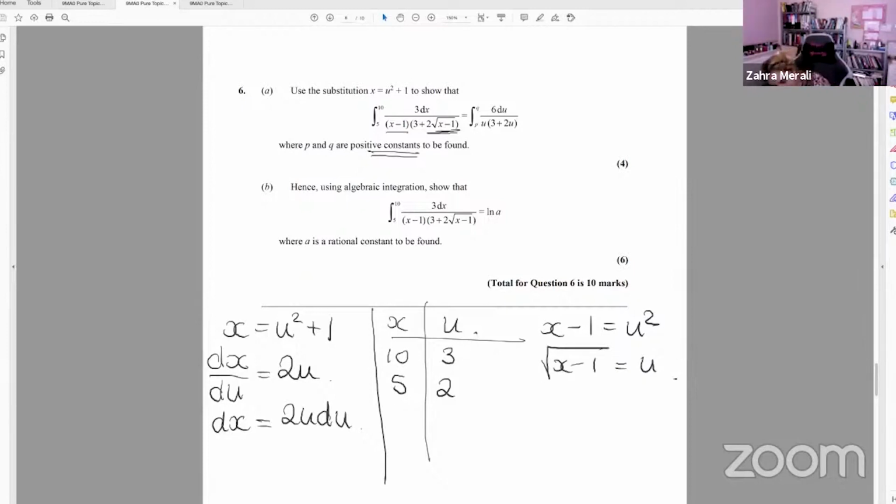We're going to sub it in. Instead of 10, we're going to put 3. Instead of 5, we're going to put 2. 3 can stay the same. Instead of x minus 1, we've got u squared. So we've got 3 plus 2u. And instead of dx, we've got times 2u du. So we've subbed everything in. We can cancel out those u's. 3 times 2 is 6. And we've got our answer.